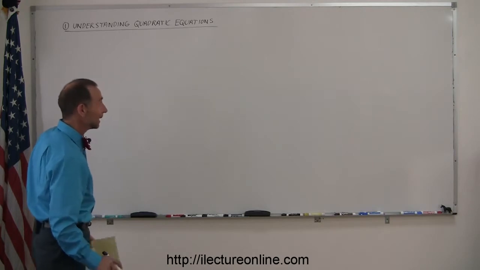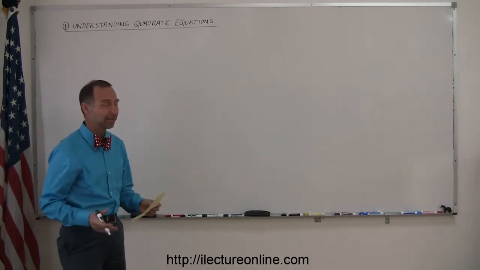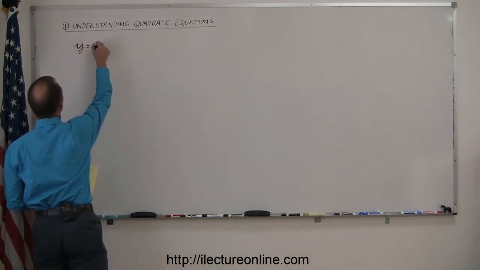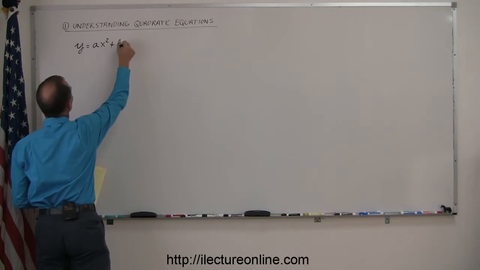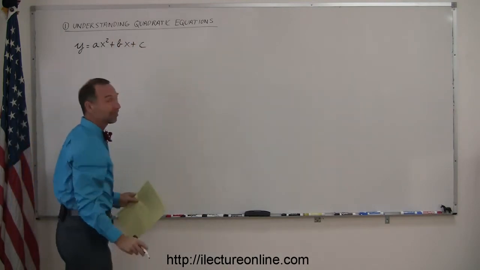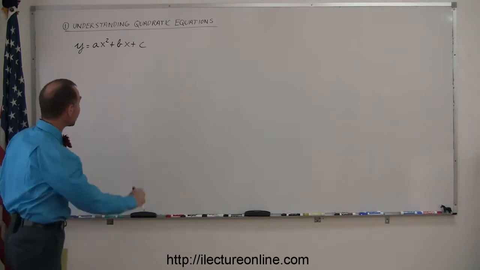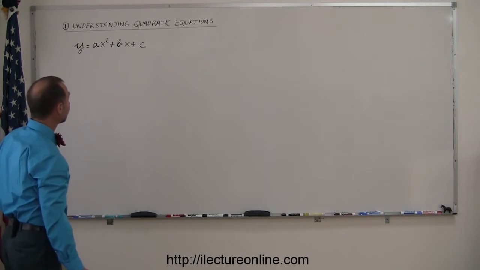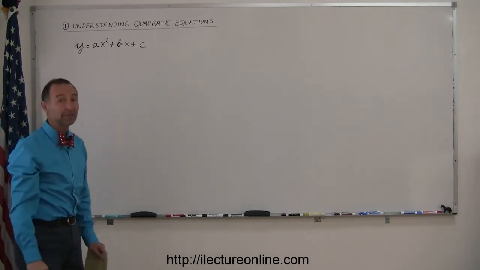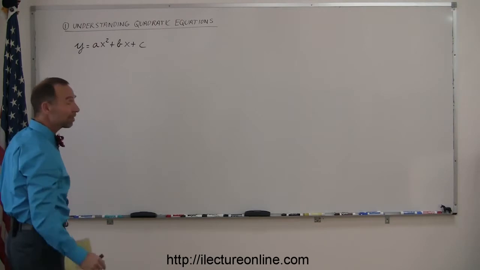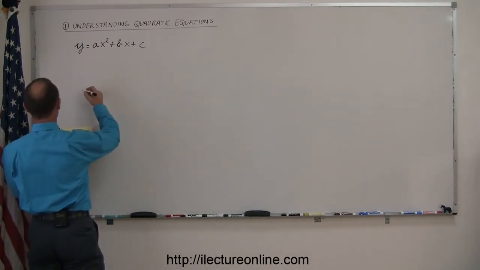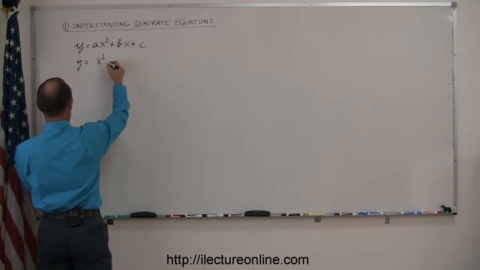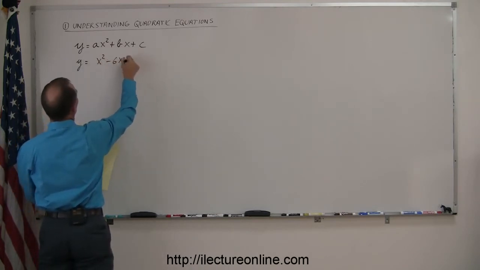Well, what they are is a relationship between two variables, typically y and x, and it typically will look like this: y equals ax squared plus bx plus c. Now that's the standard form, as we call it. A, b, and c are simple constants, any sort of numbers. X is the independent variable, and y is the dependent variable. As an example, let's write an equation such as y equals x squared minus 6x plus 5.